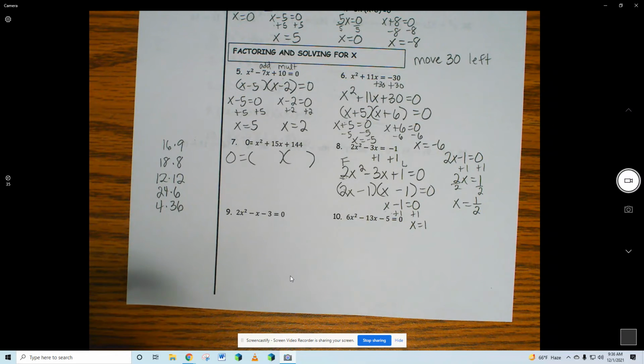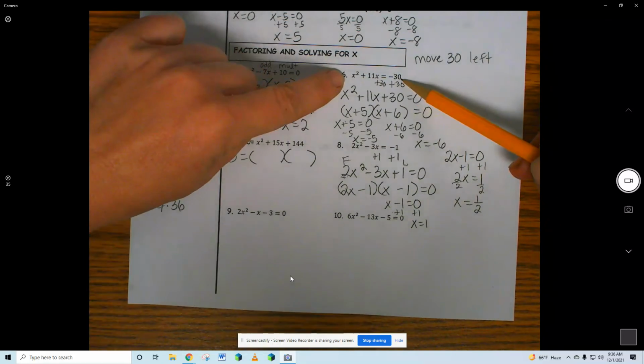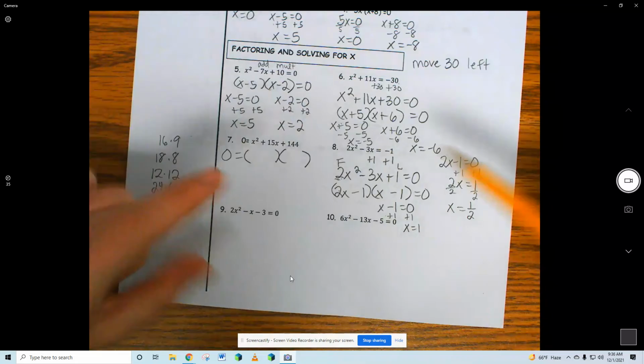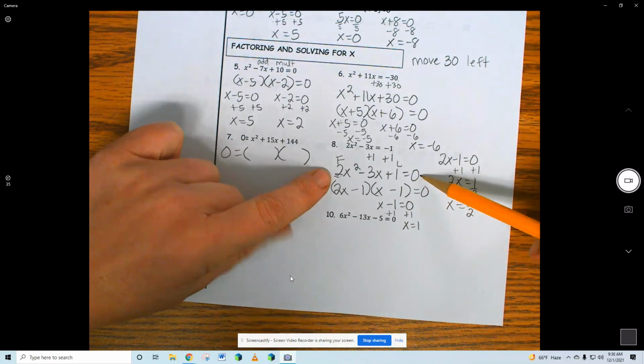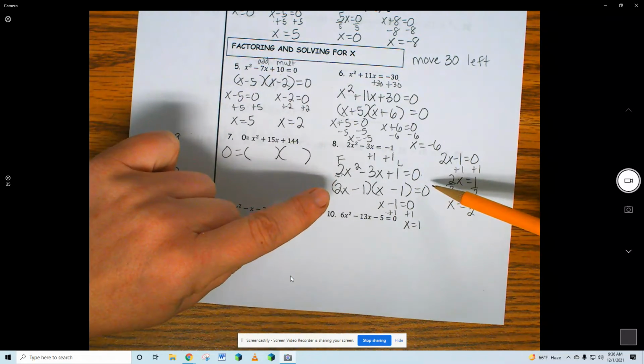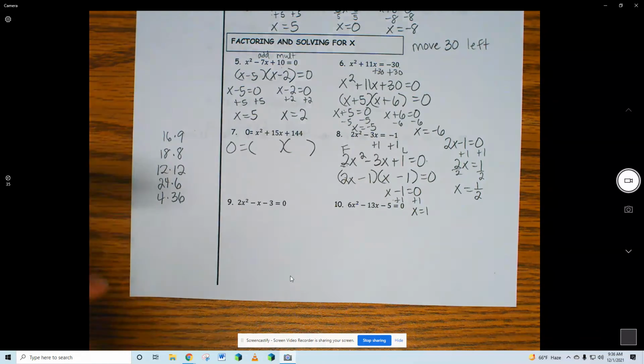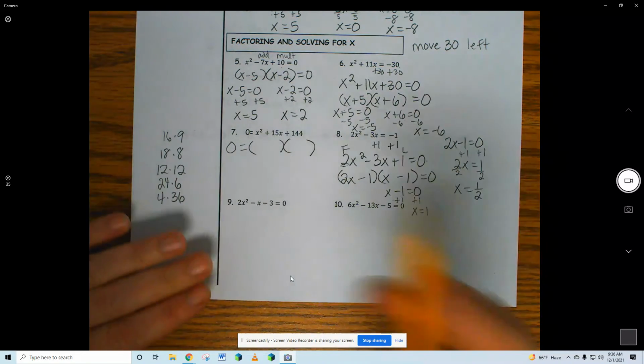So if that was on the test, we would put x equals 1 and then x equals 1/2. Only when there's an equal sign in a factoring problem, and then there's an equals 0. Even if it doesn't equal 0, you got to make it equal 0. Like number 6, your job is to make it equal 0. Number 8, your job first, make it equal 0 and then factor it. All right, number 9.